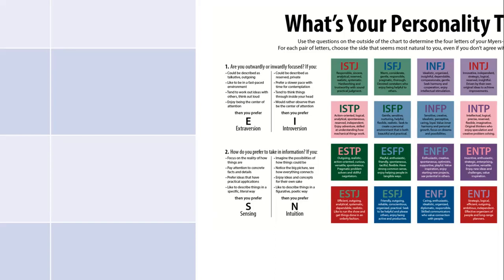So the first one is S for sensing. That's someone who focuses on concrete facts and details. Or are you more intuitive, thinking about the big picture, how everything connects, and liking poetic stuff? Which one? Probably the first one. So sensing. All right, let's go ahead and put the S there.